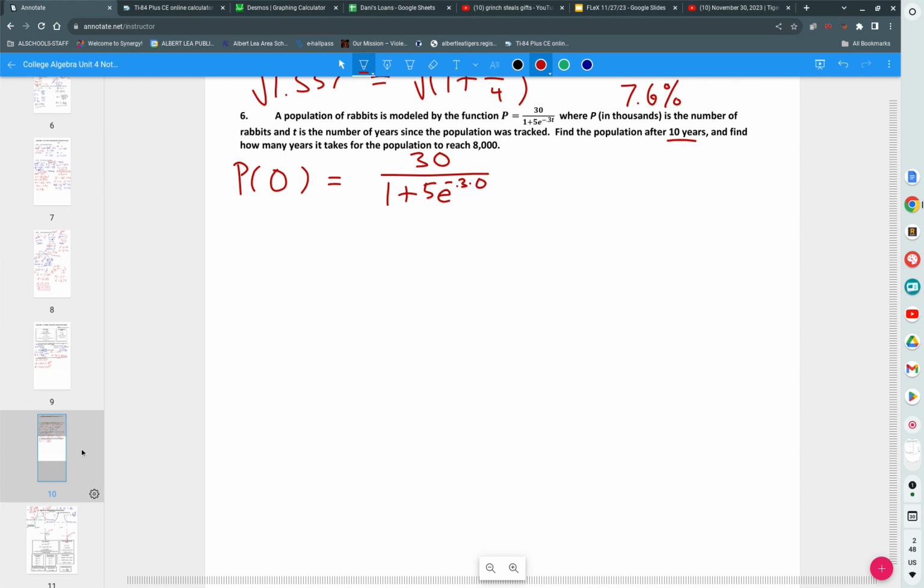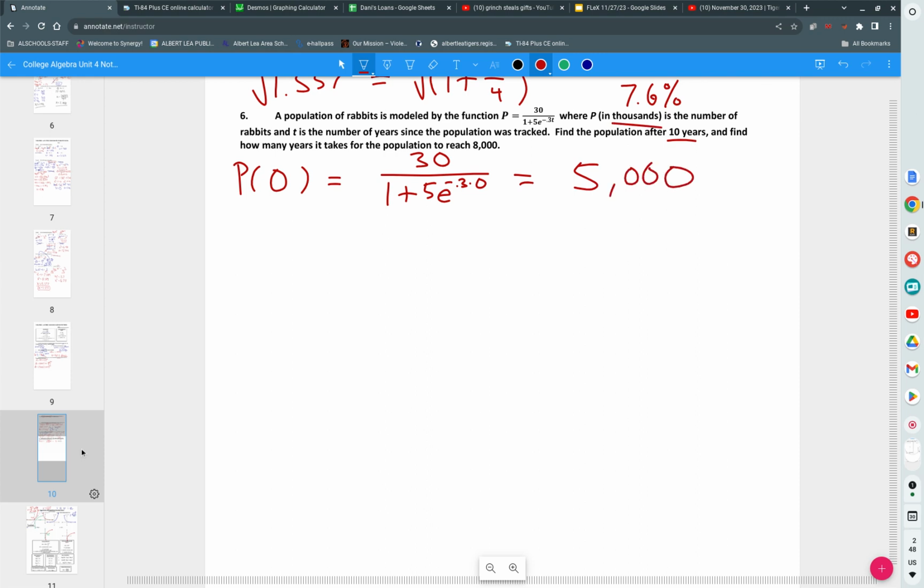And this is one we don't really need our calculator for. Negative 0.3 times 0 is 0. E to the 0 is 1, times 5 is 5, plus 1. 30 divided by 6. So the population starts with just 5 rabbits. 5,000, measured in thousands. Very good.